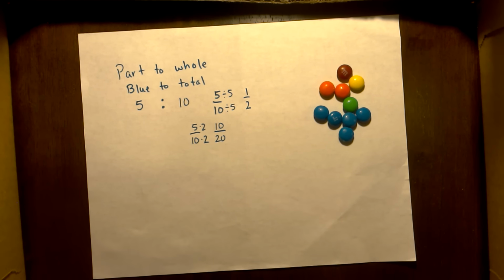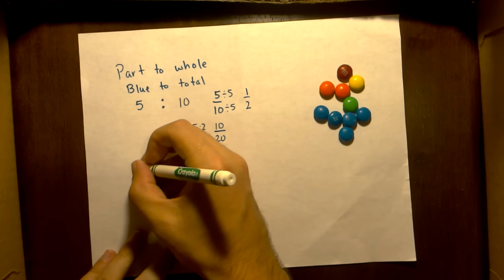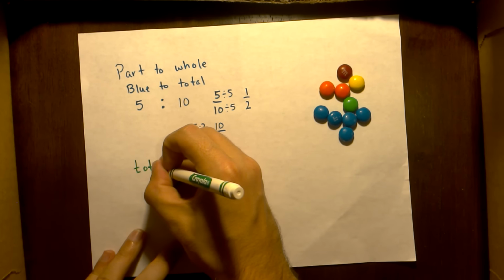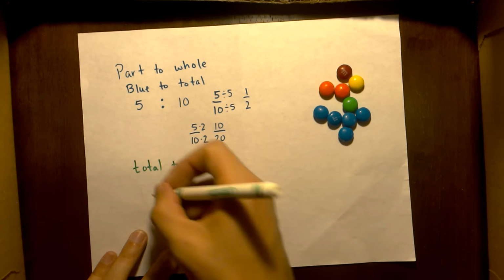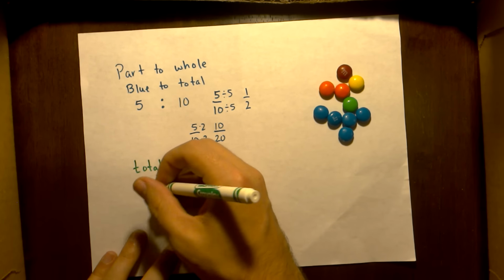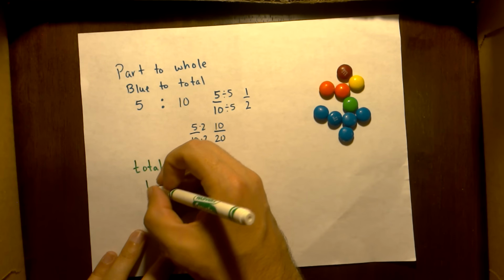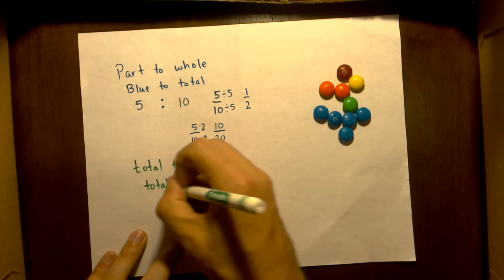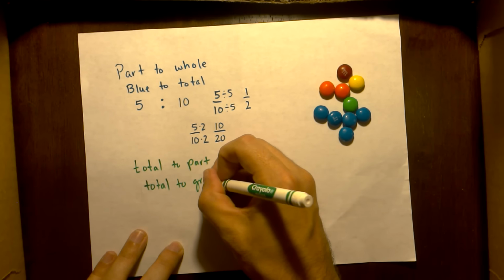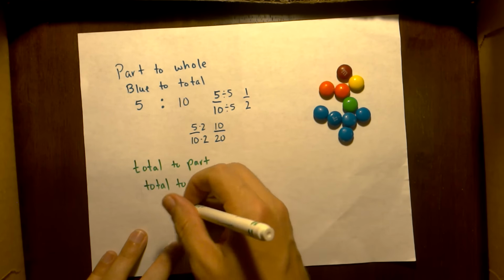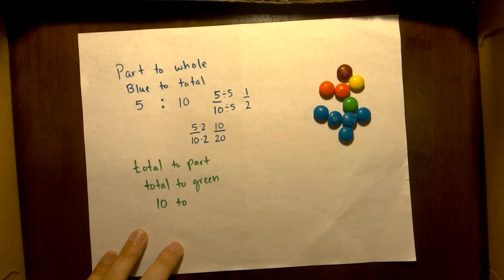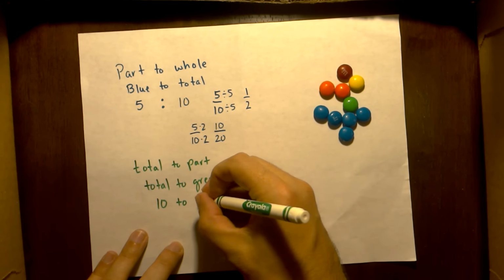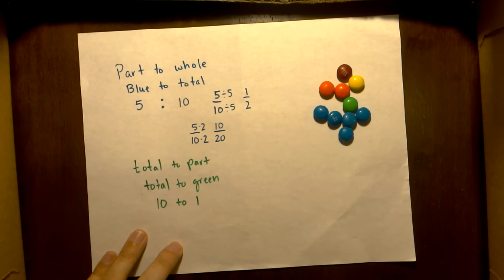Let's go back to discussing total to part. Let's go back to that green. First off, the total number is 10. So total to green. My total is 10 to, how many green do I have? I only have 1 green. So 10 to 1. So my total is 10 to 1.